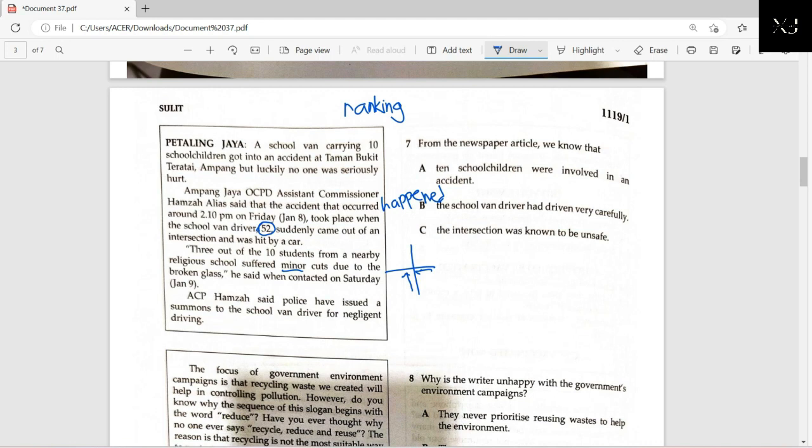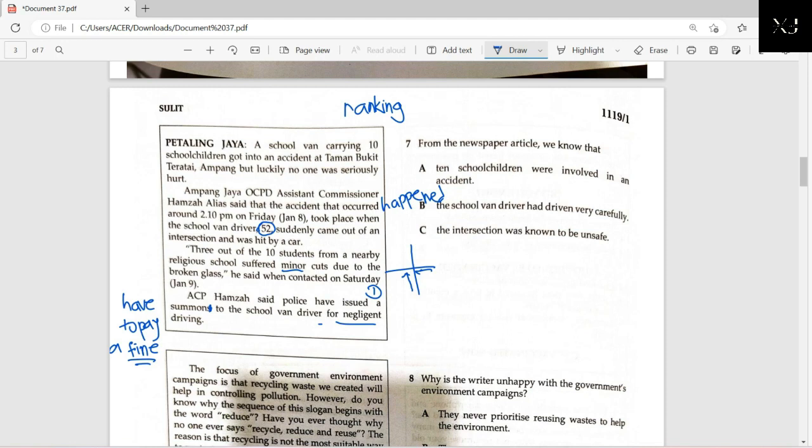ACP Hamza said police have issued a summon, no need S because it is singular, to the school van driver for negligent driving, because this driver did not pay attention when he was driving. That's why he was hit by a car, so that's why he was punished by having to pay a fine. The fine is, pardon me, in Malaysian slang, saman.